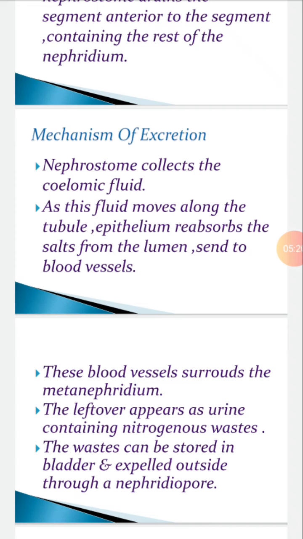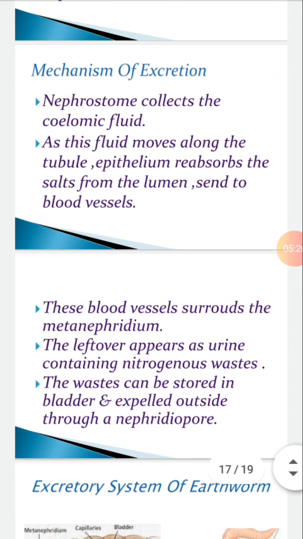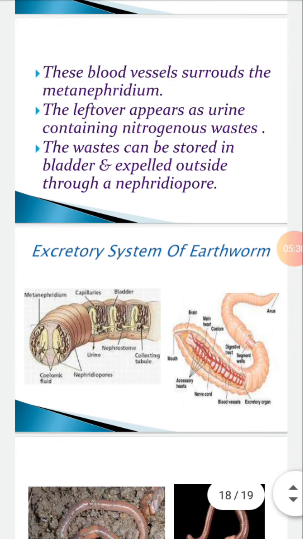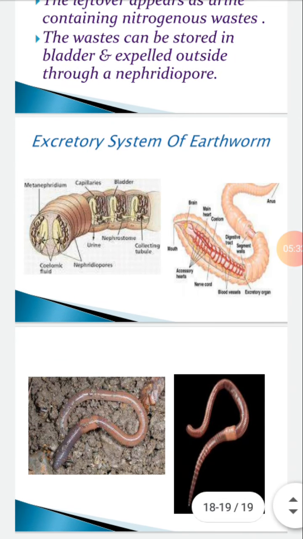These wastes can be stored in the bladder and then expelled or removed outside through a pore, the nephridiopore. Now, the excretory system of the earthworm diagram is shown, along with images of the earthworm.